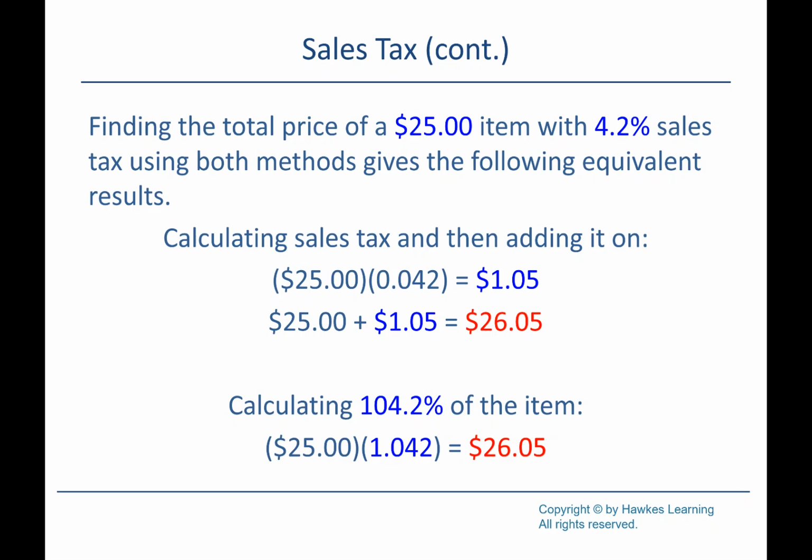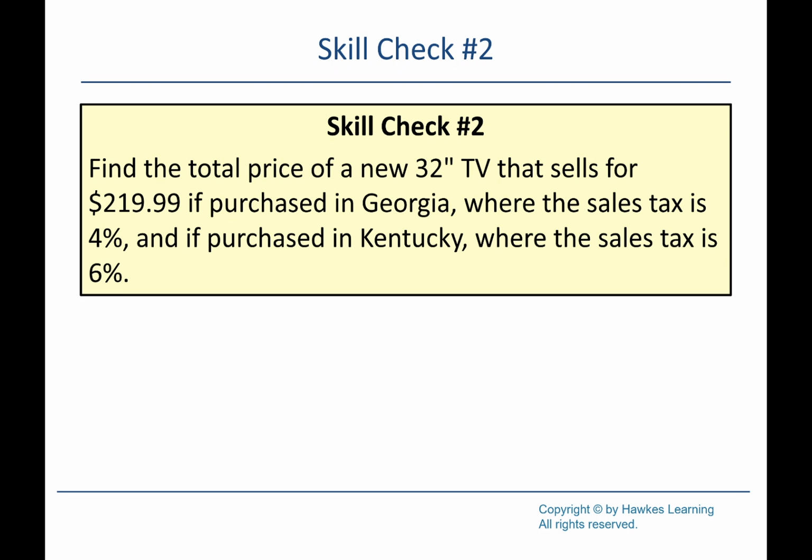So let's do one on our own. Let's look at this one. It says find the total price of any 32-inch TV that sells for $219.99 if purchased in Georgia, where the sales tax is 4%. And we're going to also do it for Kentucky if the sales tax is 6%. So our item cost is $219.99. And let's do Georgia first, where we got 4% tax.